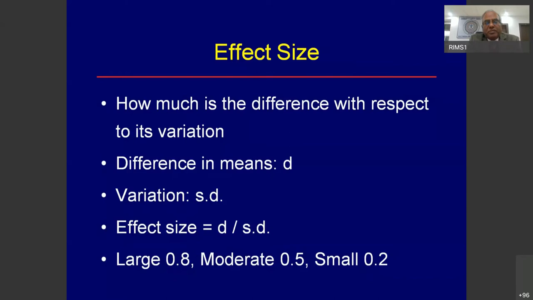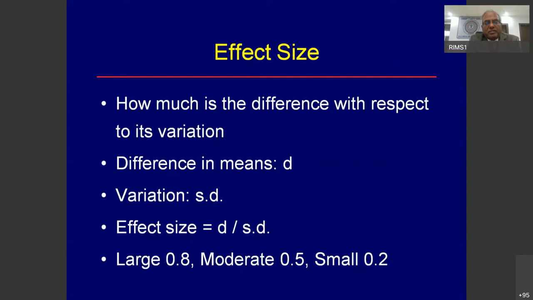Cohen came and said, no, we can take the combined standard deviation, which then becomes Cohen's effect size, which is most commonly used, and it is also called Cohen's D. So Cohen's effect size definition for continuous outcome is the difference in means divided by the standard deviation of both the groups combined. There is another definition called Hedges' definition.